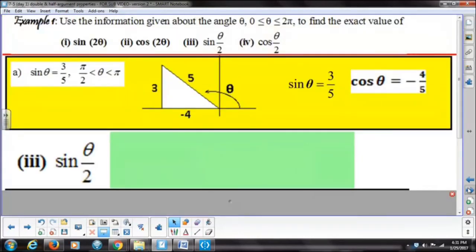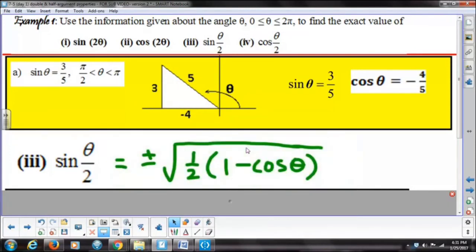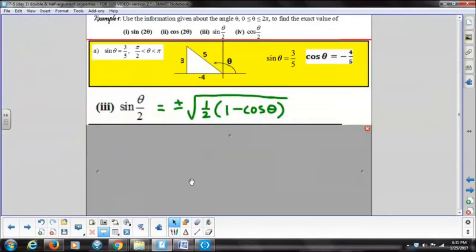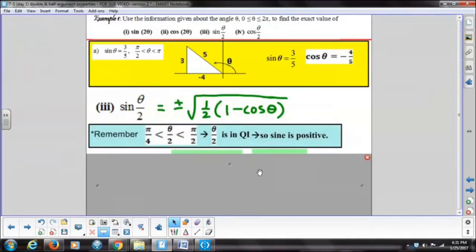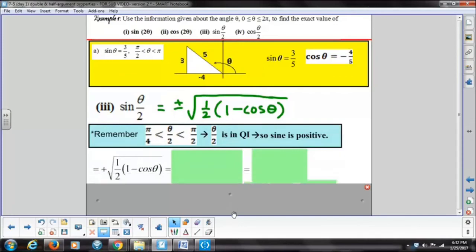Now for the half, finding the sine of half theta. Now remember, back at the beginning, we found out where the half angle lies. So remember, this is the half angle formula for sine, and it has this plus or minus. So you have to be careful and think, is it going to be positive or negative? Well, remember, we found out that it's in the first quadrant. And so that means the sign is going to be positive. So you only need your formula with the positive sign.